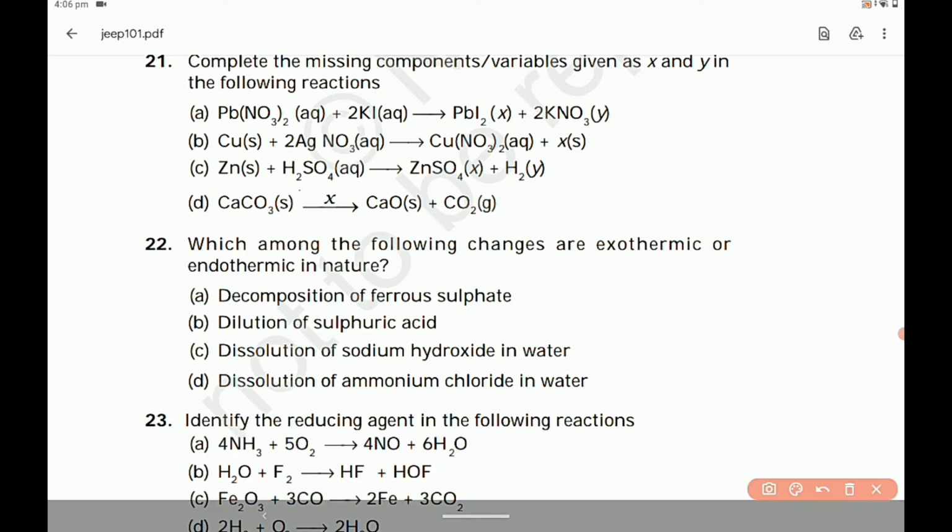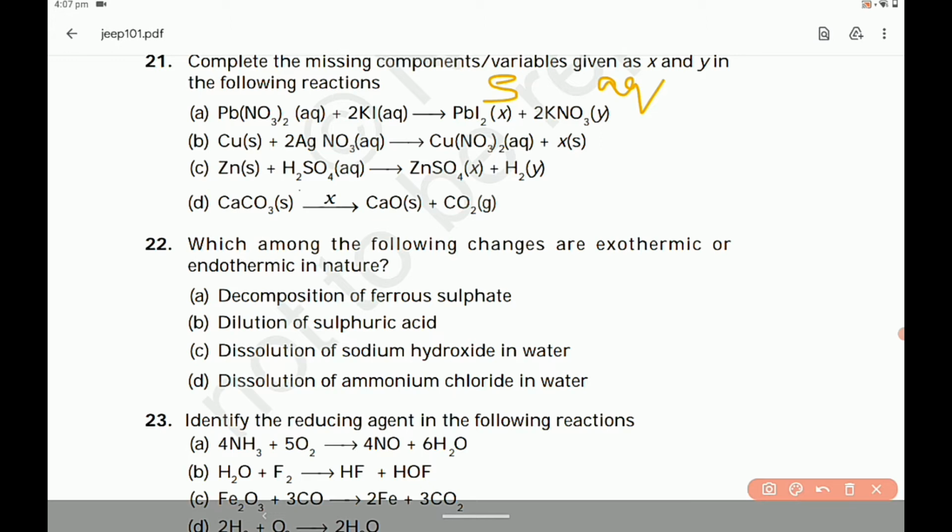Right, complete the missing components and variables given as x and y. In the first thing, lead nitrate with potassium iodide gives lead iodide plus KNO3, potassium nitrate. So x and y, here x is solid and y comes out to be aqueous. You have to be aware of it. Solid and aqueous.